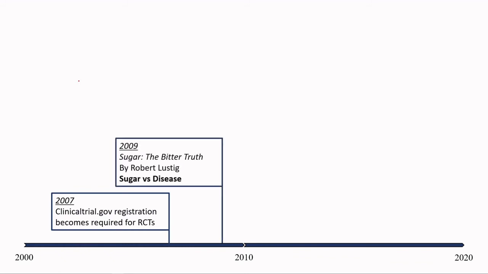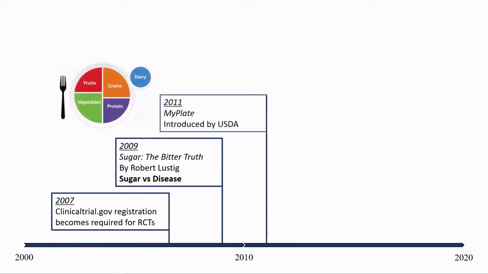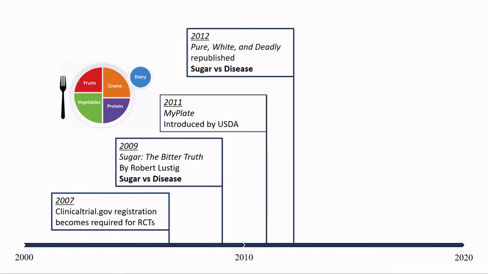In 2009, Dr. Robert Lustig, who you'll watch a lecture of later, published a video titled Sugar, the Bitter Truth, which reinvigorated interest in sugar as the primary driver of metabolic disease. Interestingly, he made this video independent of the information provided by John Yudkin, although he would later learn of Yudkin and agree with him. In 2011, the USDA moved away from the food pyramid to MyPlate. In 2012, Pure, White, and Deadly was republished, partly based on the good response to Dr. Lustig's video in 2009.